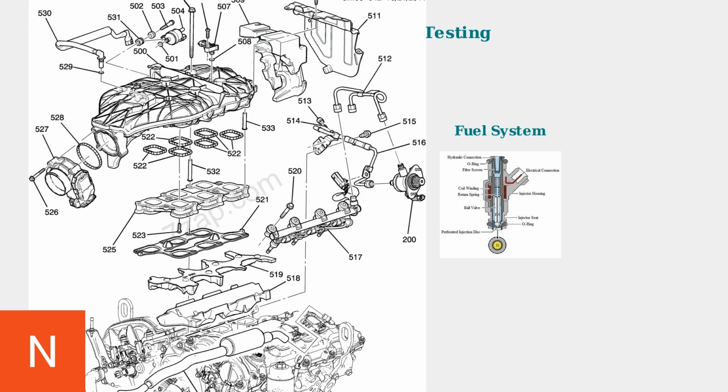Positive fuel trim values indicate the system is adding fuel for lean conditions, while negative values show fuel reduction for rich conditions. Step 3 involves systematic component testing of both fuel delivery and air intake systems. This includes testing fuel injectors, fuel pressure, and air intake components to identify the source of the imbalance.